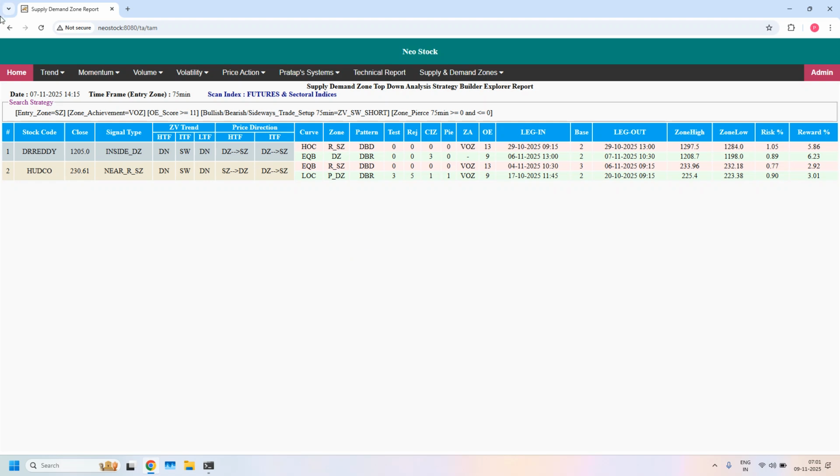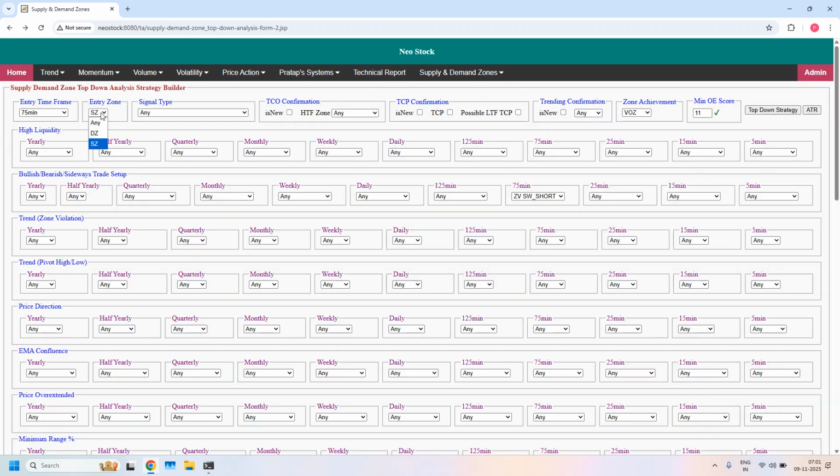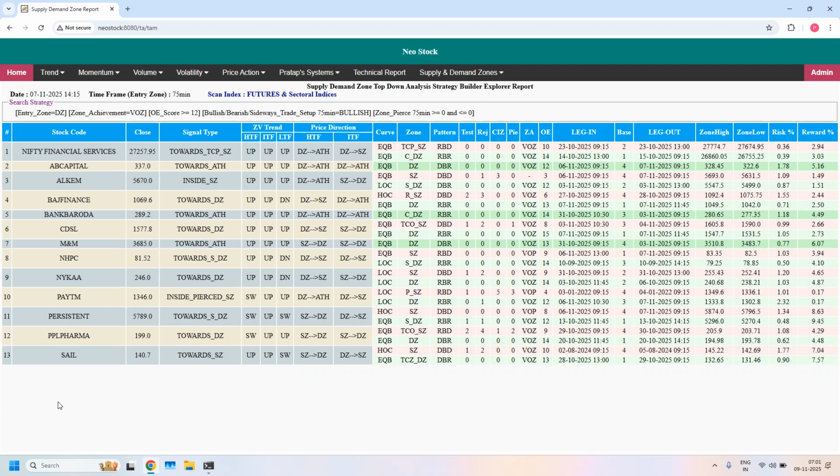Okay, next, bullish trade setup for weekly income trade. Entry time frame is 75 minutes demand zone. Here, bullish, and minimum odd and enhanced score should be 12. So we got 13 stocks. All the entry time frame zones are 75 minutes demand zones. So in total we got 13 stocks.